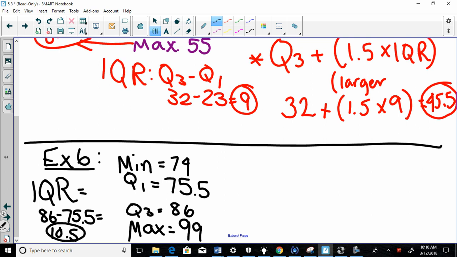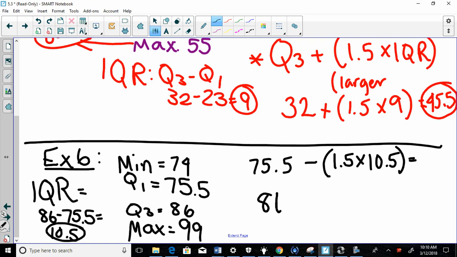So we're taking our Q1, which is 75.5, and since that's the smaller one, I'm subtracting 1.5 times your IQR, 10.5. And we're trying to see, is that number going to be smaller than 74? Then I'm taking your Q3 and adding this to it. And you're trying to see, is that number going to be bigger than 99? So see if you can get those. You can just type it right into your calculator.